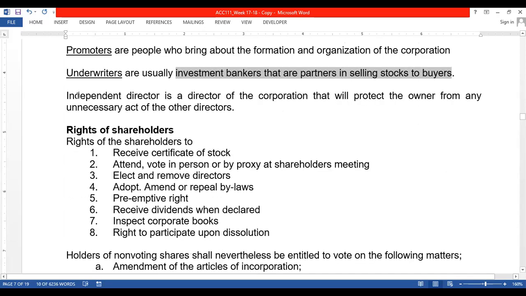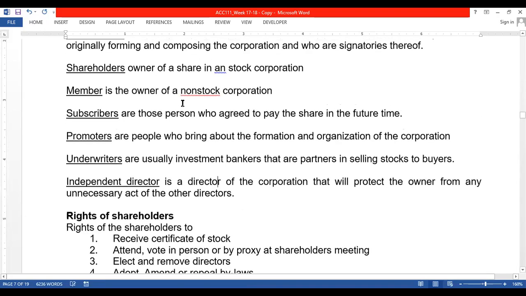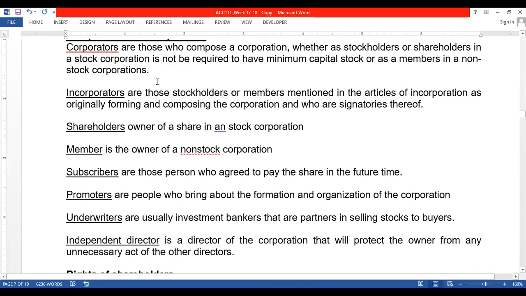And you do have here the independent director, a director of a corporation that will protect the owner from any unnecessary acts from other directors. So these are the different components of the corporation setting.